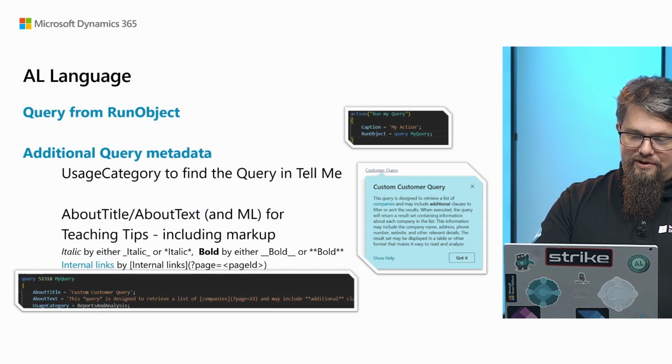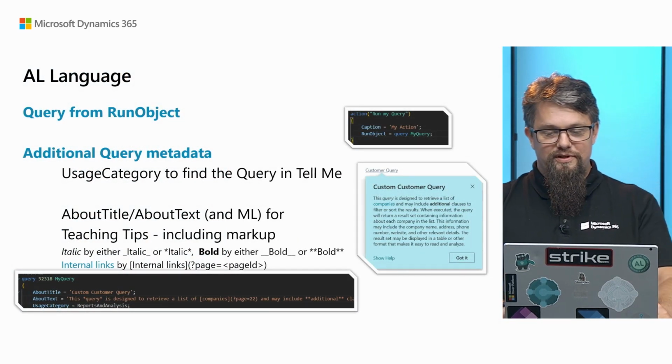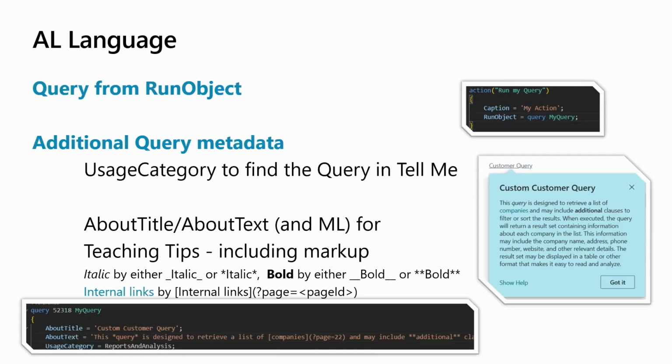Now it's time for queries. We made it possible to use queries in RunObject for actions, and now you can set the usage category to have a query show up in Tell Me when a user searches for it. And with the About title and About text, you can build rich teaching tips, all of which can help your users get the most out of the queries you've built.